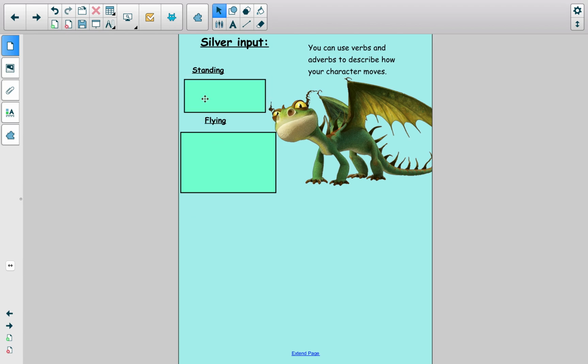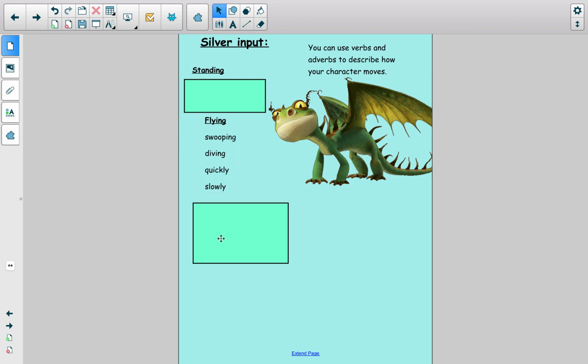Or you could use a different verb or an adverb to describe how the dragon is flying. For example, the dragon was flying quickly, swooping and diving to try and catch his prey. He slowly came to a stop. He froze, watching his prey get closer and closer, and then he pounced. So there, I have used all of these verbs and adverbs to help describe how this dragon is moving in a few sentences.